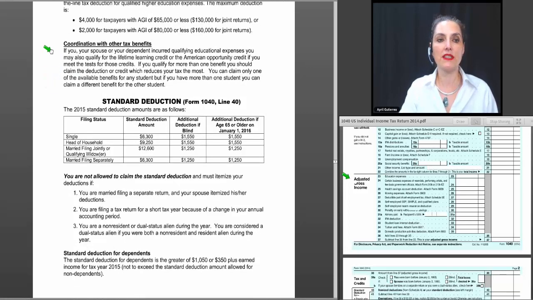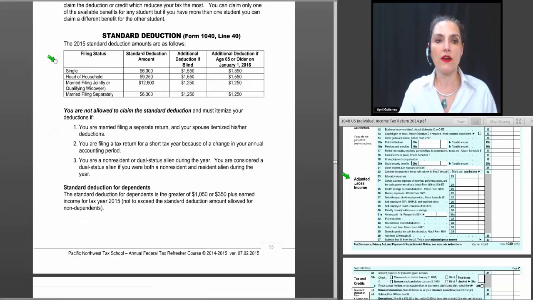Coordination with other tax benefits. If you, your spouse, or your dependent incurred qualifying educational expenses, you may also qualify for the Lifetime Learning Credit or the American Opportunity Credit if you meet the test to claim those credits. If you qualify for more than one benefit, you should claim the deduction or credit which reduces your tax the most. You can claim only one of the available benefits for any student, but if you have more than one student, you can claim a different benefit for the other student.